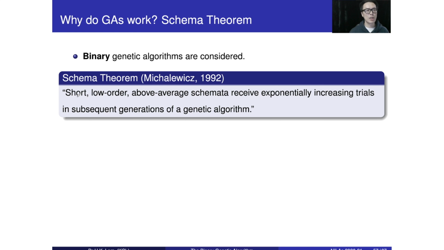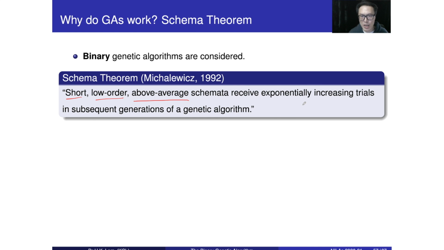It mentions that short, low order, above average schemata receive exponentially increasing trials in subsequent generations of a genetic algorithm. So we have to understand it word by word to understand what it means. Later on, I'm going to define short, low order, and above average schemata.